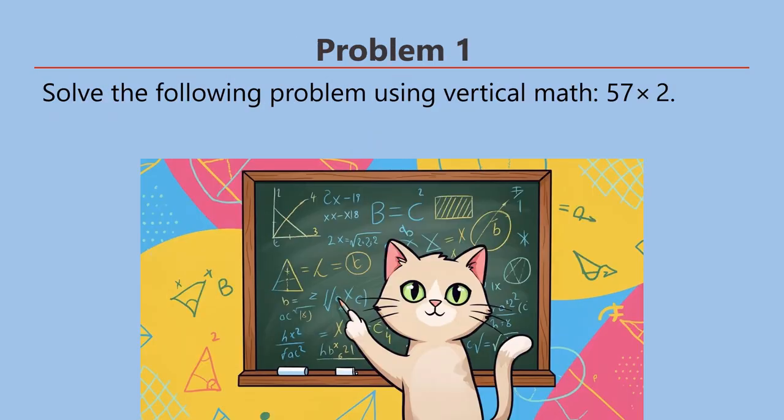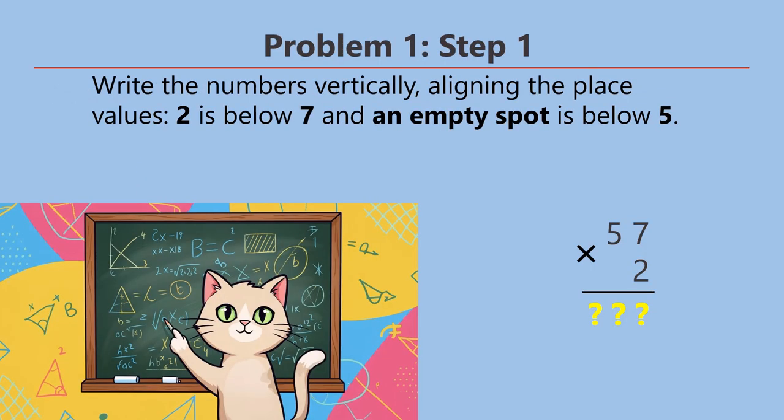Problem 1. Solve the following problem using vertical math, 57 times 2. Step 1. Write the numbers vertically, aligning the place values. 2 is below 7 and an empty spot is below 5.